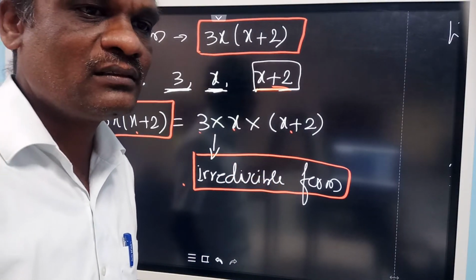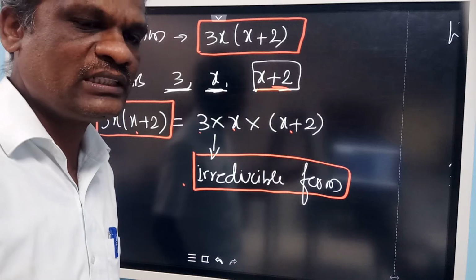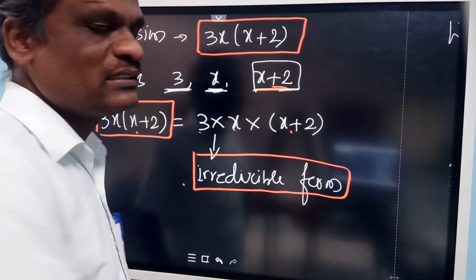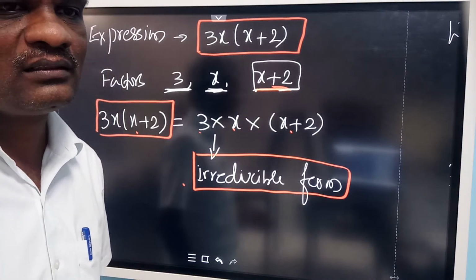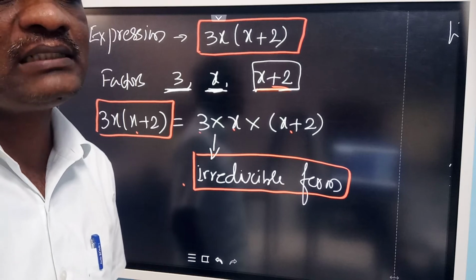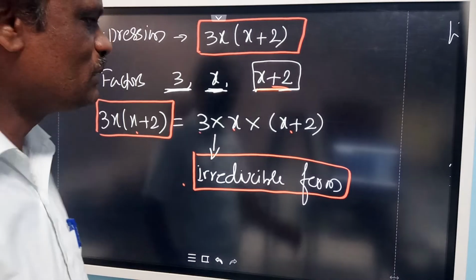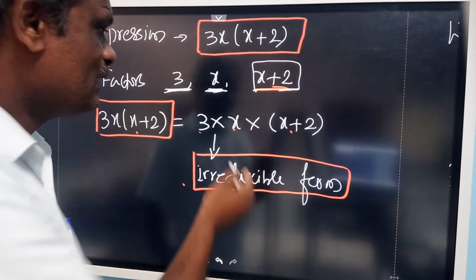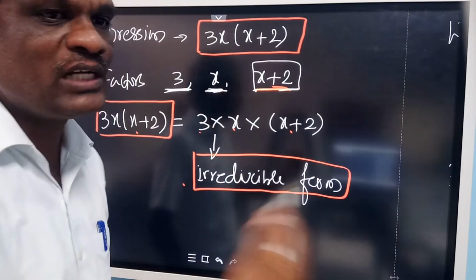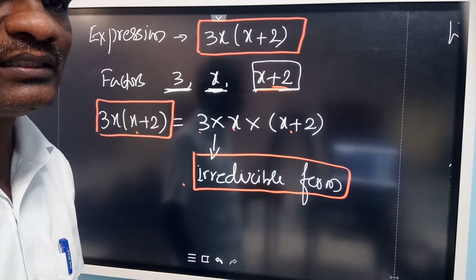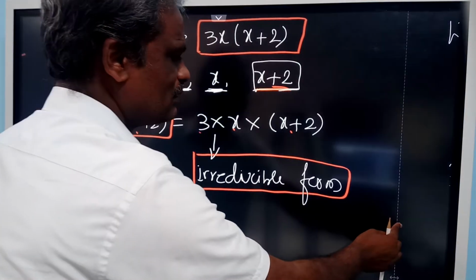Factorization, listen, it is the opposite of multiplication. If you multiply, it is not called factorization. The opposite process of multiplication itself is factorization. We are splitting it into its factors, not multiplying. We are doing factorization. Why do we have to multiply here? Multiplication is the opposite of factorization.